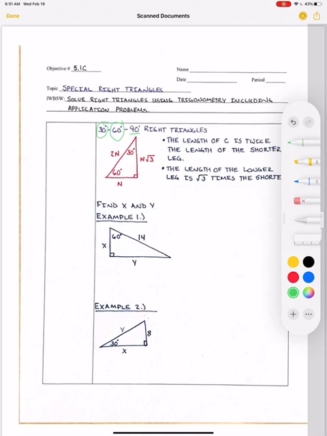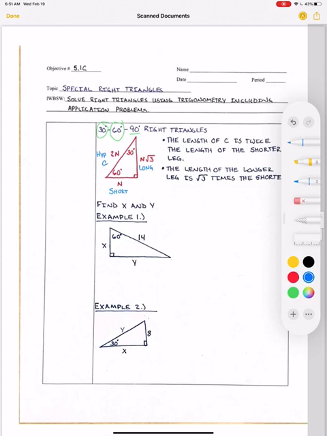So we have a short side, which is n, a long side, which is n times the square root of 3, and then we have the hypotenuse, which is 2n. So the length of C, or the hypotenuse, is twice the length of the short leg. That's why it's 2n. And the length of the longer leg is the square root of 3 times the shorter leg, so n times the square root of 3.